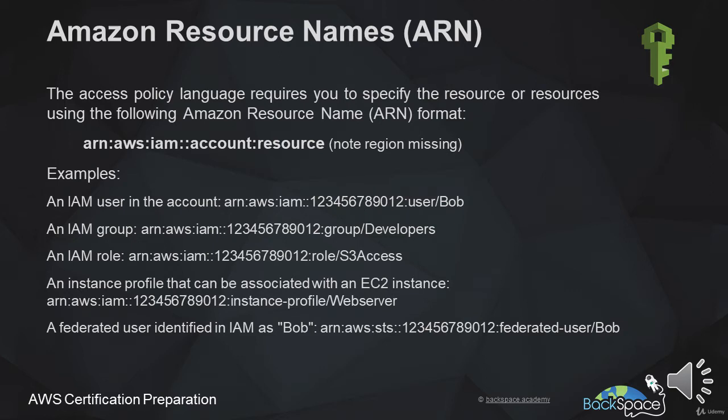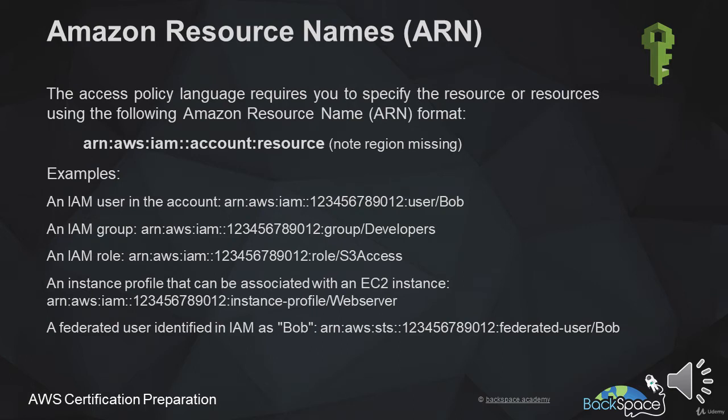So here's some examples. We have an IAM user, and that will be ARN, AWS, IAM, and then 2 colons. And then the account number, and then the user details, user/Bob. For a group, very similar, but it will be group/developers. For a role, it will be role/S3 access. And the same with an instance profile that can be associated with an EC2 instance. It will be instance profile, and then the name of that instance profile being web server.